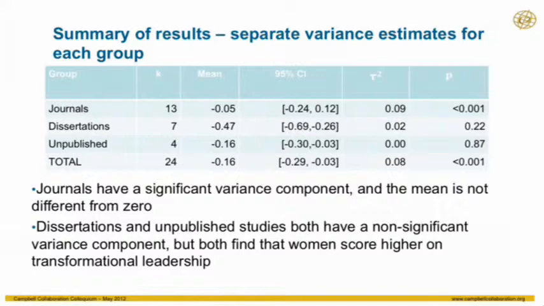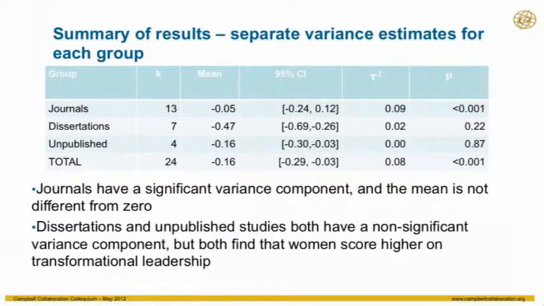All right, here's a summary table of everything that I just talked about from those forest plots. We have a number of effect sizes that we're observing in our journal articles, our dissertations, unpublished manuscripts. We have their means, their confidence intervals, and their variance components. And so this is not a bad way to go for reporting these types of results if you're going to go down the route of assuming separate variance components for these different subgroups. If you do that, you want to report those separate variance components, and we want to know how many studies those variance components were estimated on.